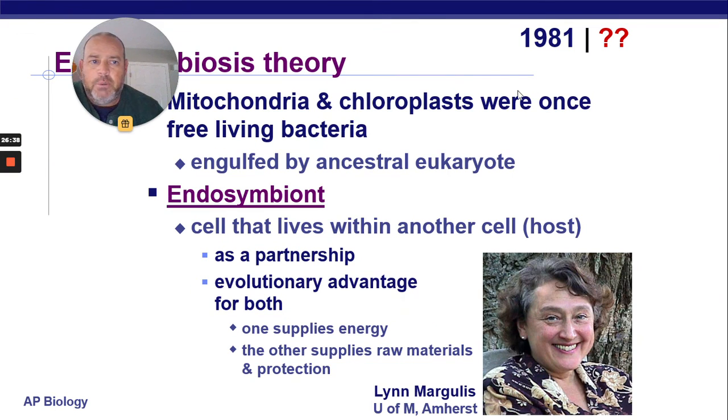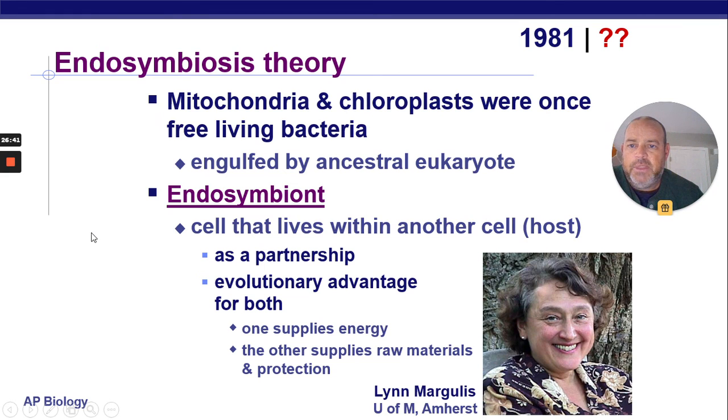And this is just a reminder of the endosymbiont theory, where they were once free-living bacteria. They were engulfed by an ancestral eukaryote. And then they've lived on in a partnership, right? Whereas it's an evolutionary advantage to both. One supplies the energy and the other supplies the raw materials and the protection. So the cells provide the raw materials and the protection, and the organelles, the mitochondria and chloroplasts, give that cell energy. This is one of the researchers that figured this out, Lynn Margulis, University of Massachusetts, Amherst.